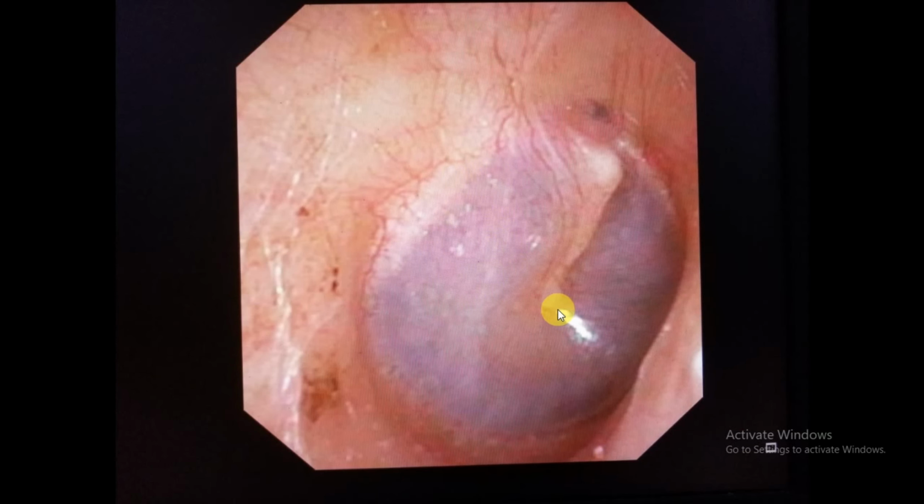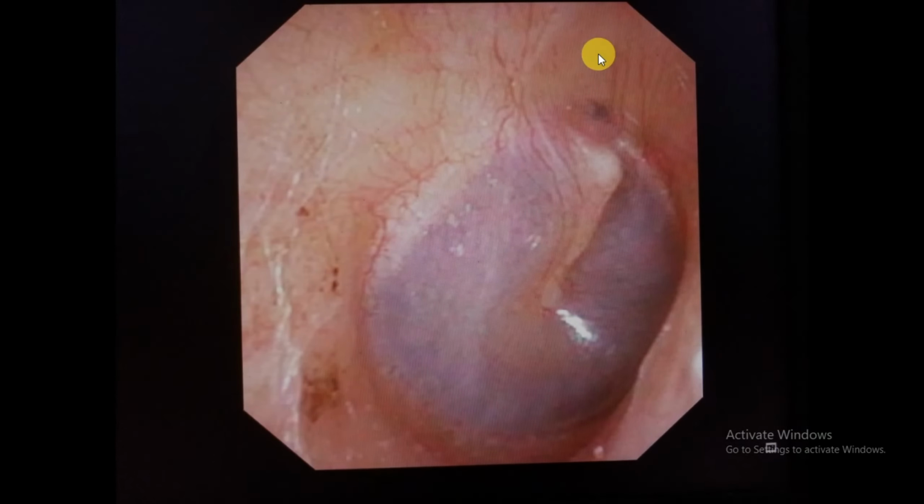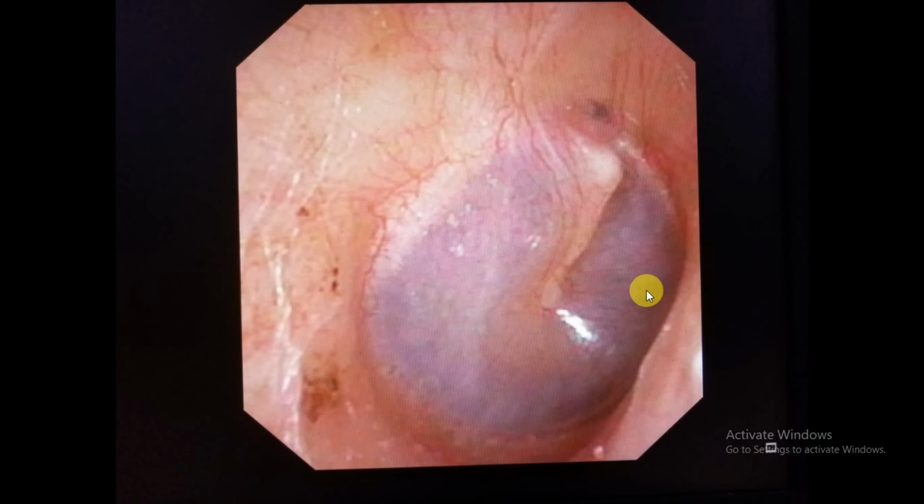It is 9 to 10 mm tall, 8 to 9 mm wide, and 0.1 mm thick. Tympanic membrane can be divided into two parts, pars tensa and pars flaccida.